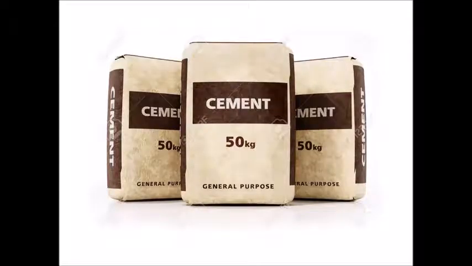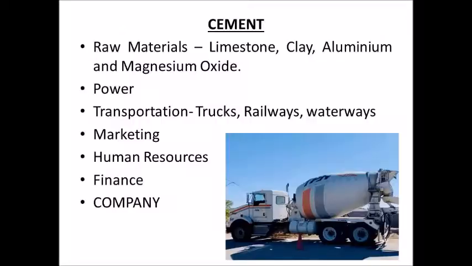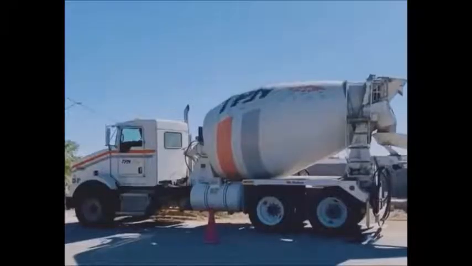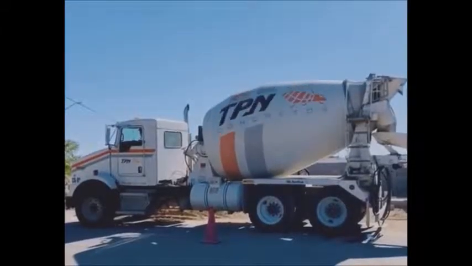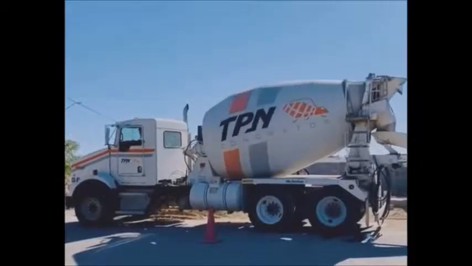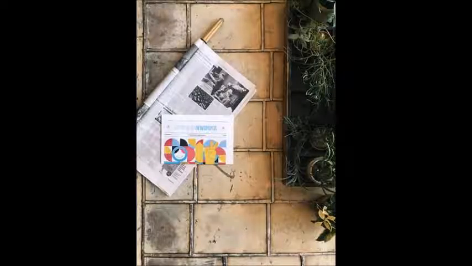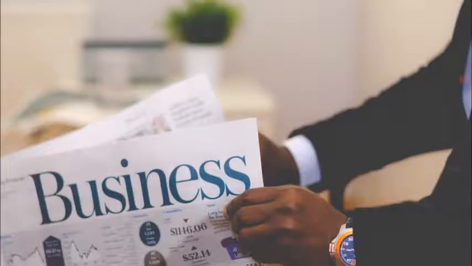Suppose there's a cement industry and we want to produce 1000 bags of cement. We require various raw materials like limestone, clay, magnesium oxide and various components of cement. We require power, a major source of electricity for working on these machineries. We need transportation units to distribute it to various locations like trucks, railways and waterways because cement industry is highly freight intensive. Then we need to market these products through print media or TV ads.